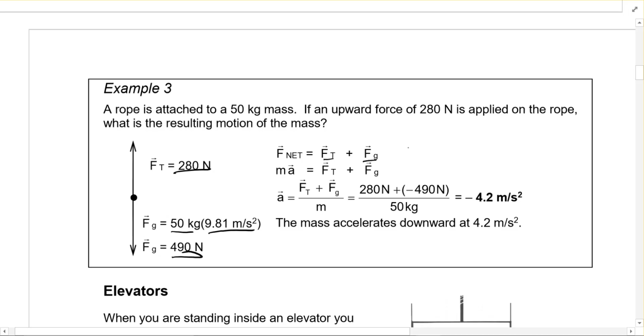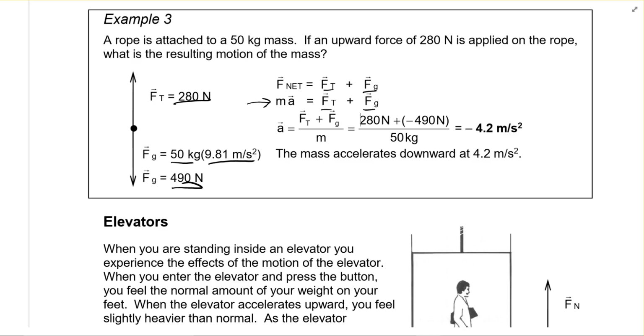So the net force is going to be equal to the force of tension plus Fg. I have mass times acceleration for our net force, Ft plus Fg. Rearrange and solve for a. You get negative 4.2 meters per second squared. Depending on how you want to do it, this is more the algebraic way. But if you wanted to, you could have also figured out what the net force was equal to here. So you could say F net is going to be equal to 280 newtons minus 490 newtons.